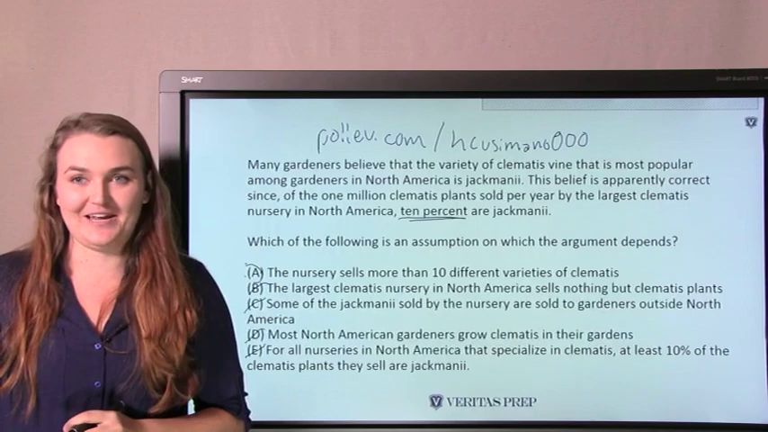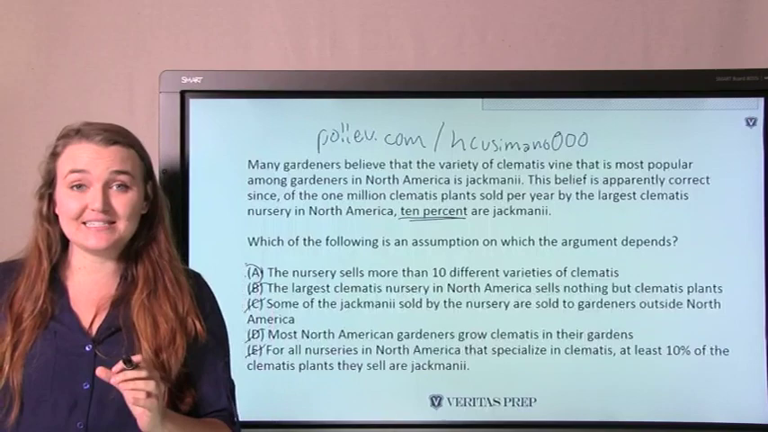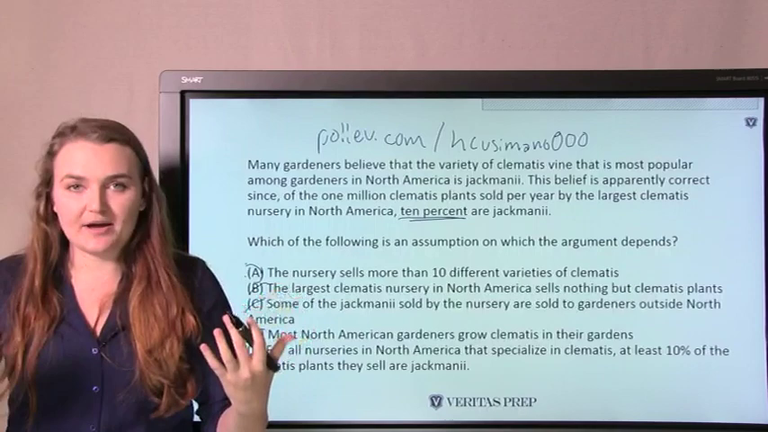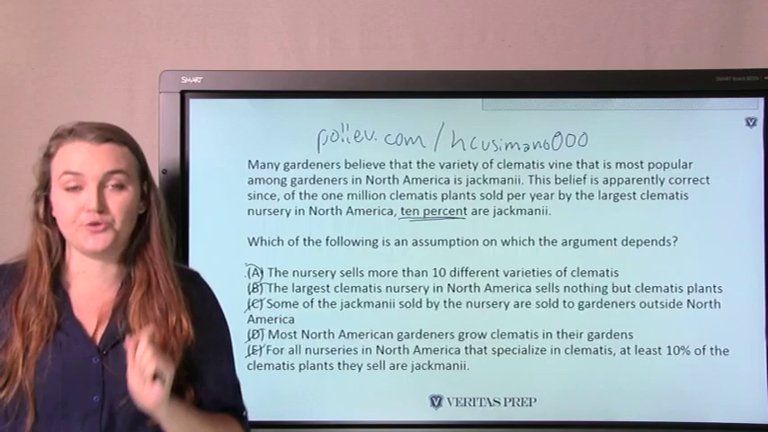So with that in mind, only answer choice A addresses the connection between premise and conclusion. Because 10% are Jackmani, Jackmani must be the most popular variety, and it's the only answer choice that must be true in order for the argument to have the potential to make sense. So we'll want to keep that in mind.